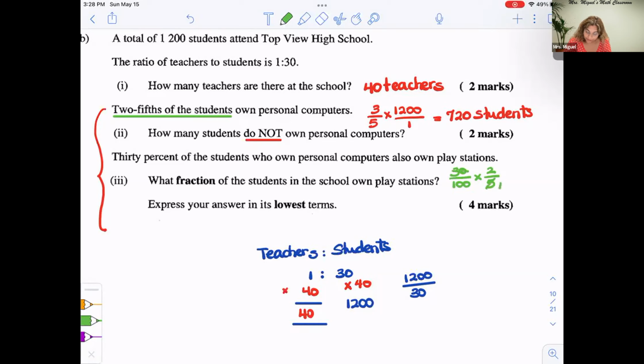Five could go into 30 six times. 2 could go into 150 times. 2 could go into 6, 3, 50, 25. The answer, 3/25. Did you all get it? Yeah, miss.